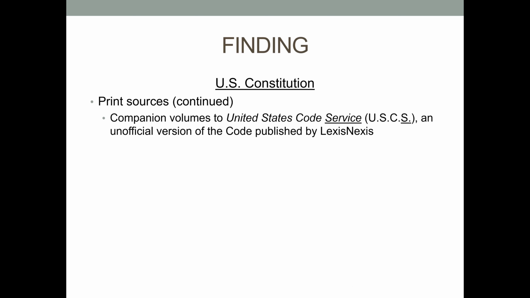And then the third source that is in print form is a second unofficial publication of the United States Code, and it is called the United States Code Service, or USCS. And this is the version of the code published by LexisNexis. And there are companion volumes in it that contain the text of the United States Constitution.